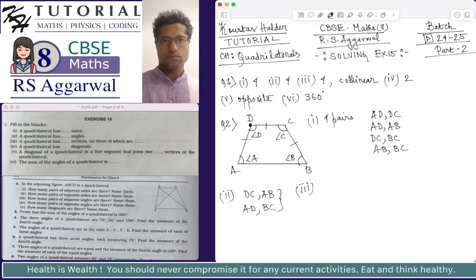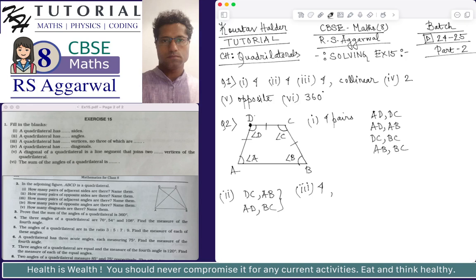A simple way to understand this is that every side has two endpoints, which are vertices, and the angles named after those vertices are the adjacent angles. Since we can have a pair of adjacent angles for a particular side, and there are four sides, there will be four pairs of adjacent angles.